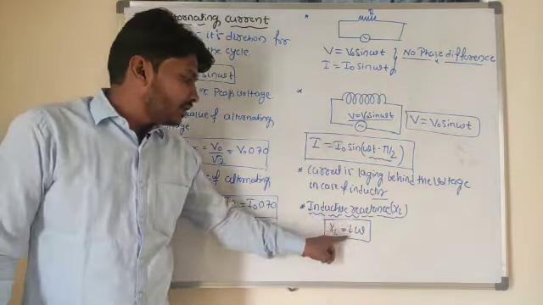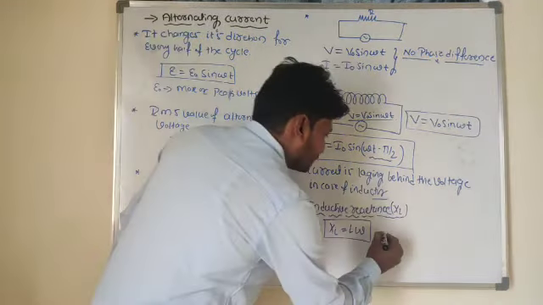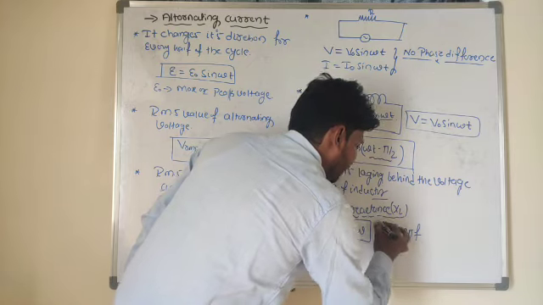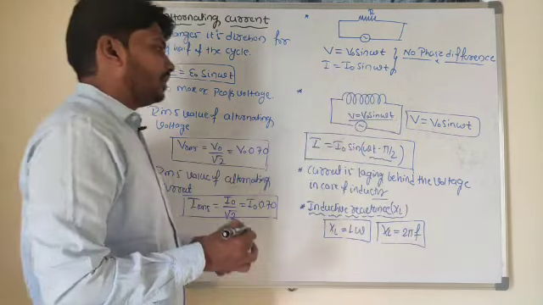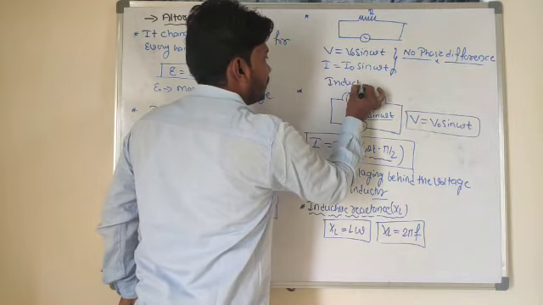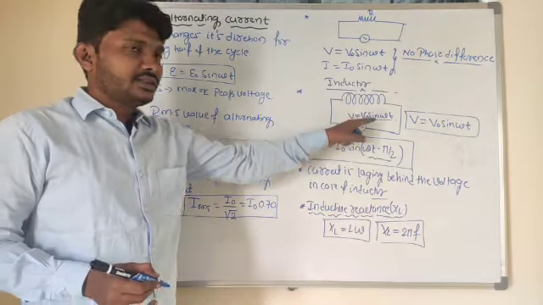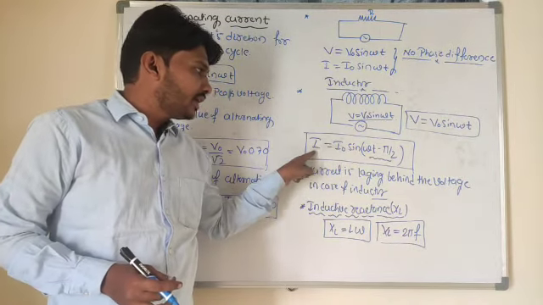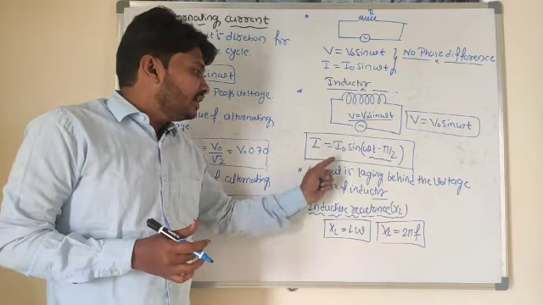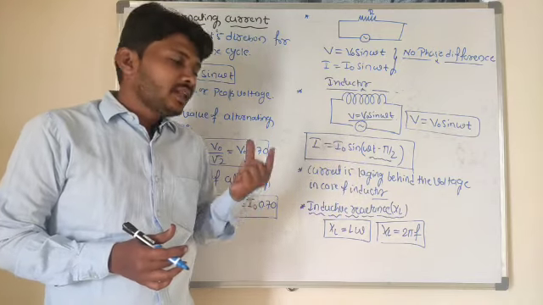X of L is equal to L omega, where omega I can write as 2 pi into F. So X of L is equal to 2 pi F here. Look at the inductor: when alternating voltage is supplied to an inductor, there exists a phase difference between voltage and current. That phase difference is 90 degrees. So I can conclude that current is lagging behind the voltage when alternating voltage is passed through the inductor.